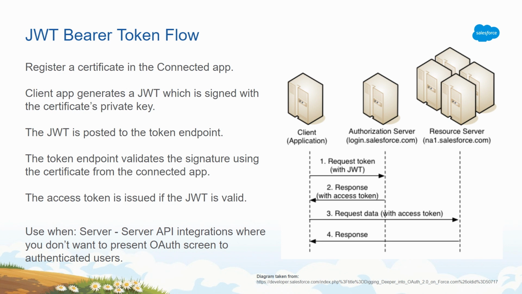The example could be Azure or AWS extracting or writing data into Salesforce. The fundamental thing to understand here is that you don't need a user to be present. In the previous flow, you had a user, and there's a page where the user says accept or deny the request, right? Here there's no user, so it's happening without the user's manual intervention. So this is the JWT bearer token flow.